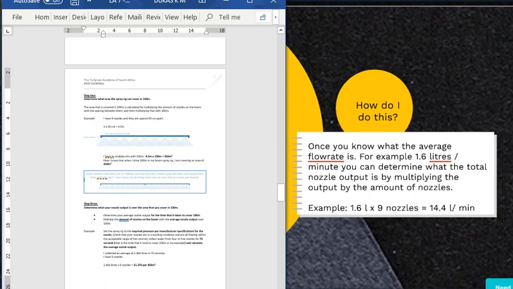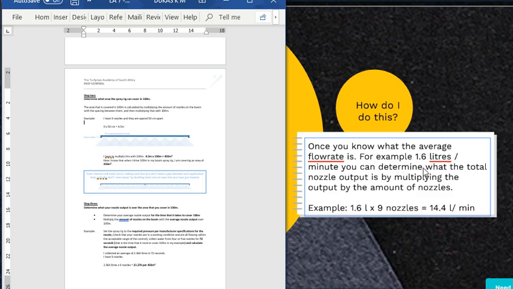This section over here. You've got a spray rig with 9 nozzles on it. Now, in the previous section we already calculated what our average flow rate is. We worked out there that our average flow rate was 1.6 liters per minute.